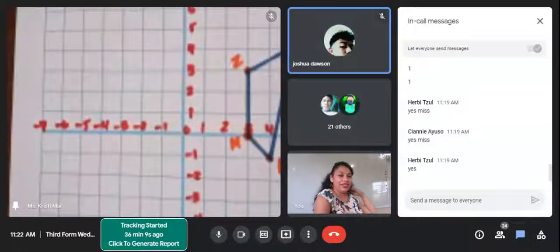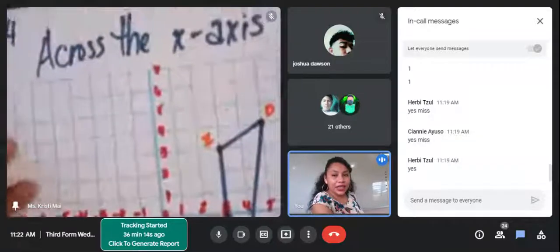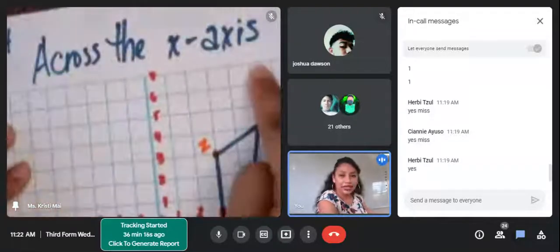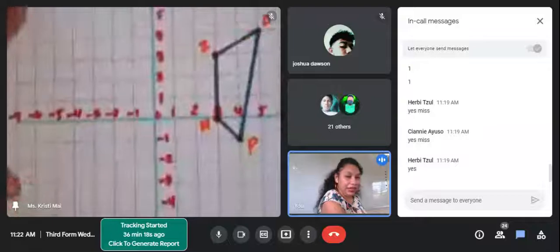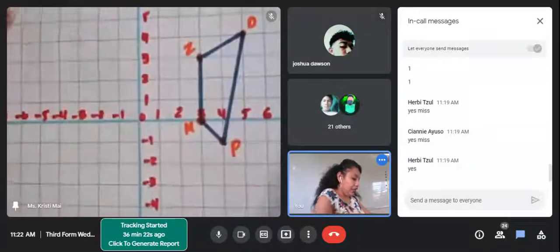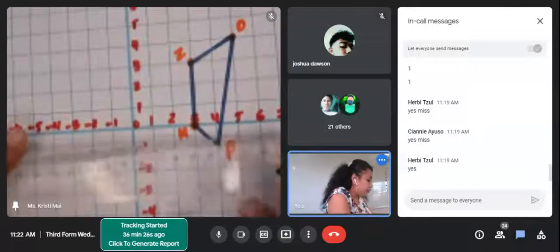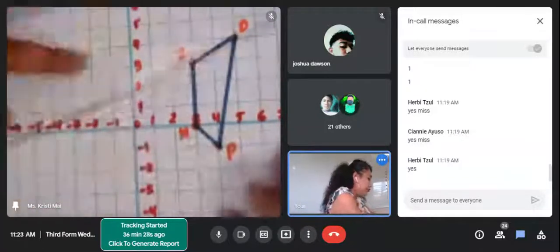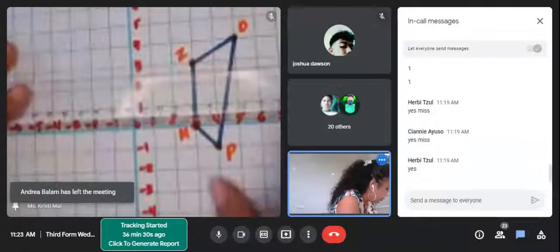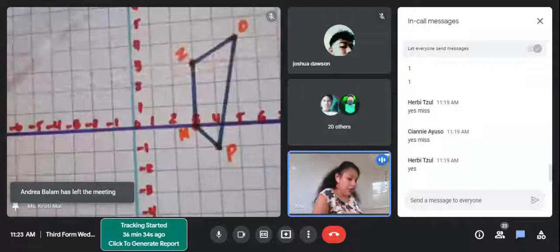Yes, miss. Okay. So this one says across the x-axis. So I look at my image and it is across the x-axis. So it is across this line. This line right here. A reflection there.